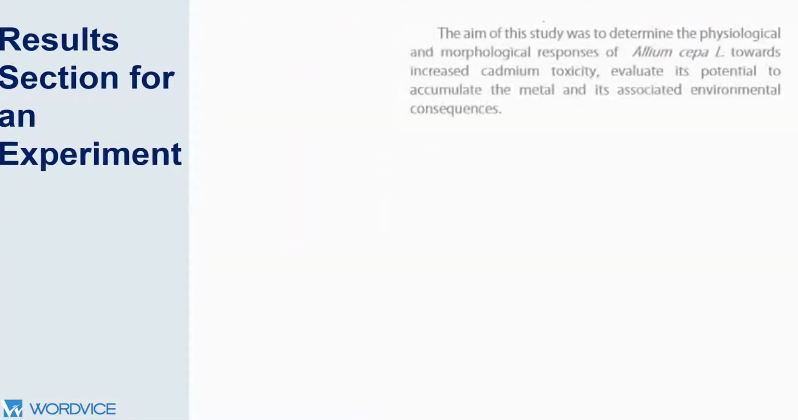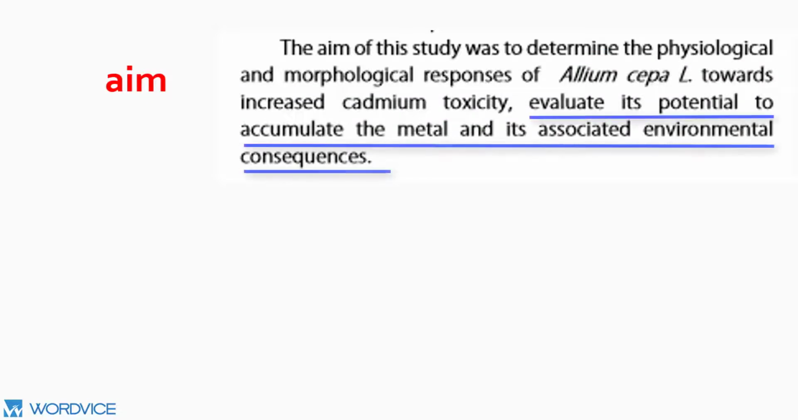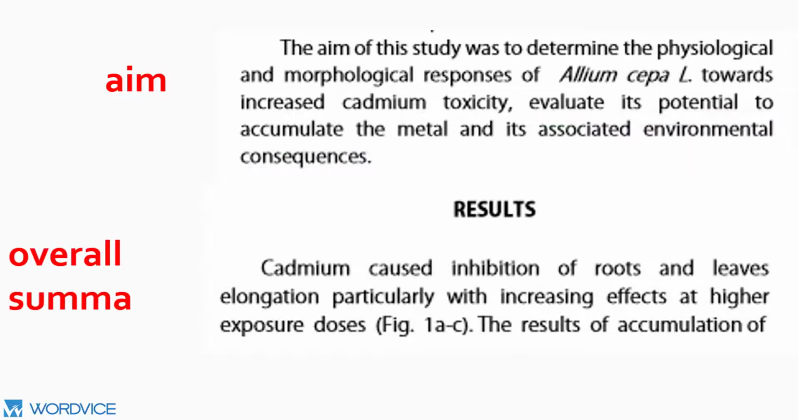Let's look at another example of a results section from an experiment. In the introduction sections, the aims of the study are presented as determining the physiological and morphological responses of Allium septa L towards increased cadmium toxicity, and evaluating its potential to accumulate the metal and its associated environmental consequences. Accordingly, the results section presents data showing how these aims are achieved in both tables and content analysis, beginning with an overview of the findings.